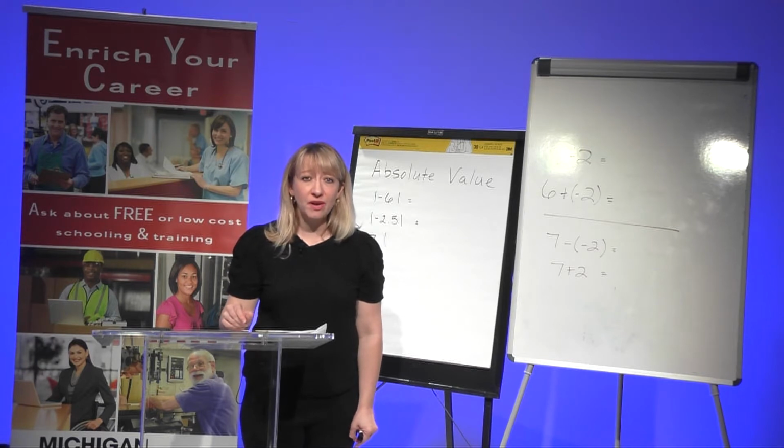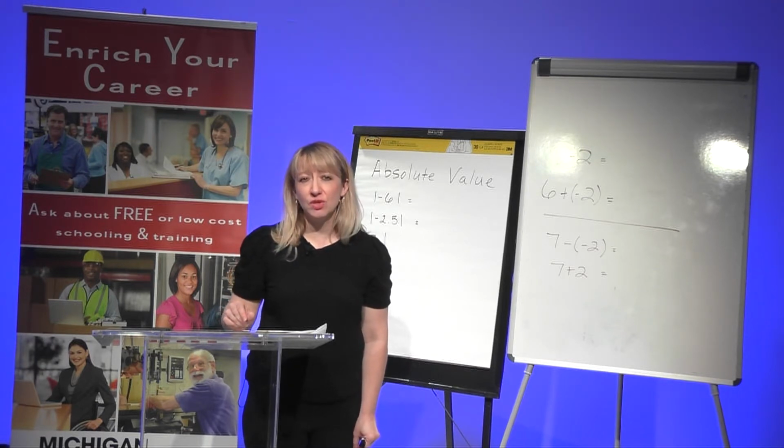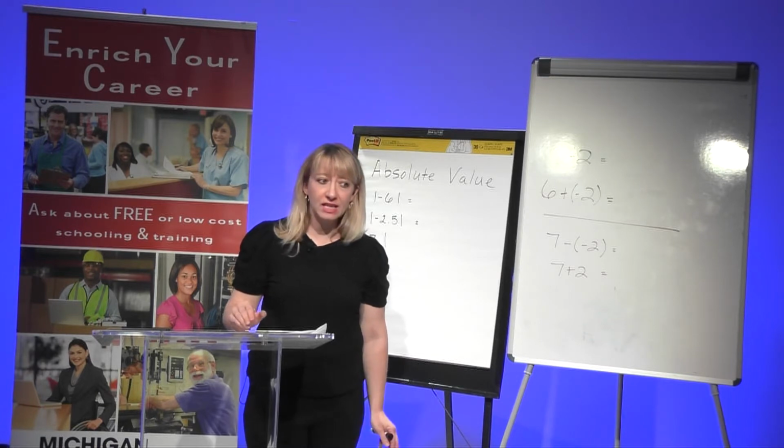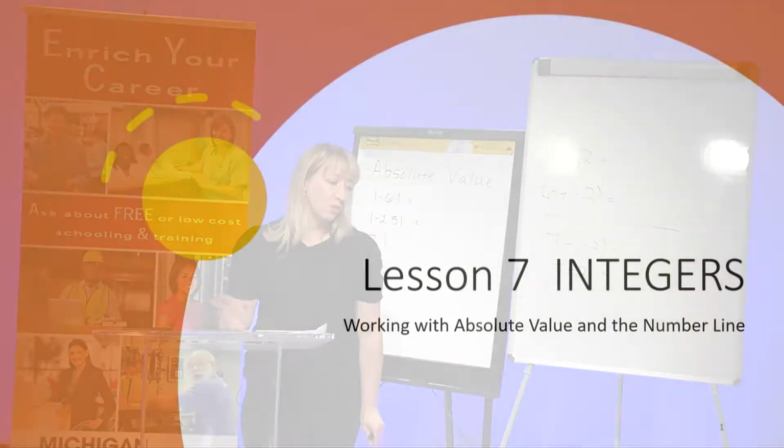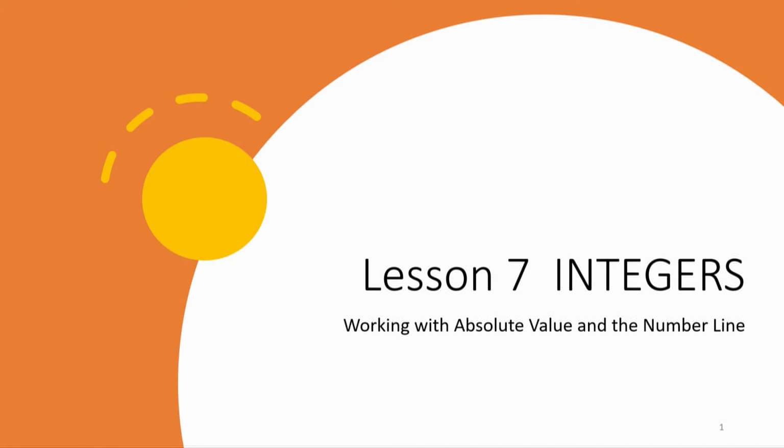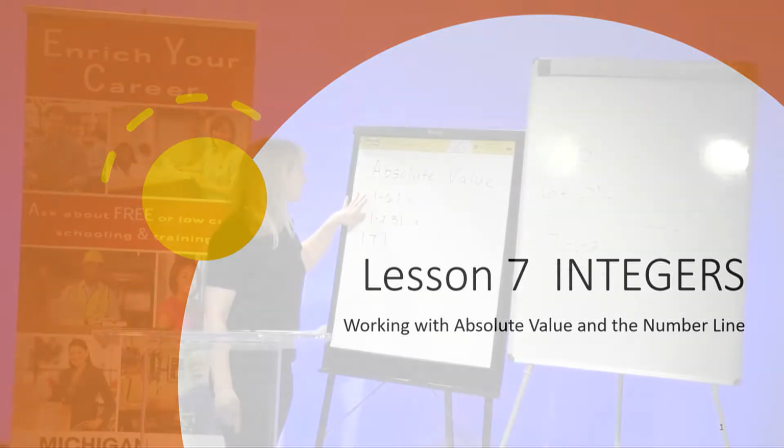So when we're talking about absolute value and integers, we're talking about using negative numbers in our math problem. So adding, subtracting, multiplying, and dividing with negative and positive numbers together. So first thing I want to review is just what does an absolute value of a number look like? So here are some examples.